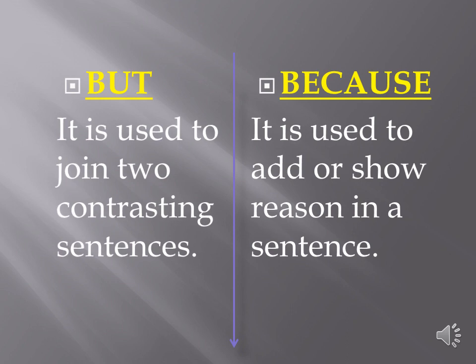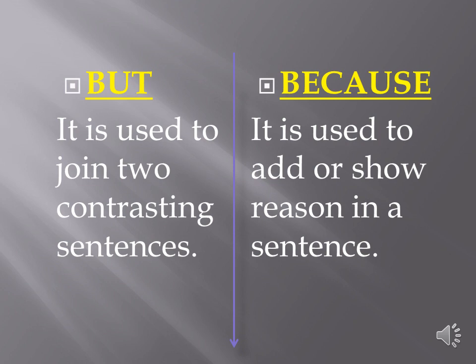Next conjunction that is discussed in your book is but. As you can see in the screen, it is used to join two contrasting sentences. Contrasting means two different sentences. When two different ideas are put together in one sentence, we use the conjunction but.